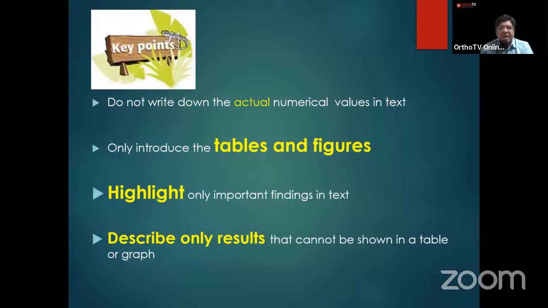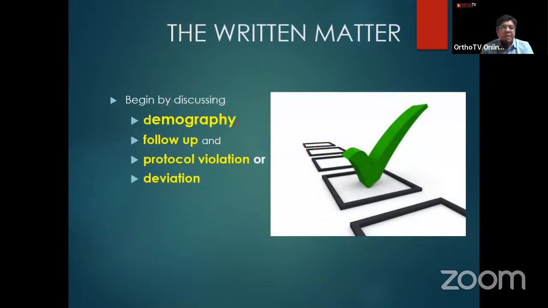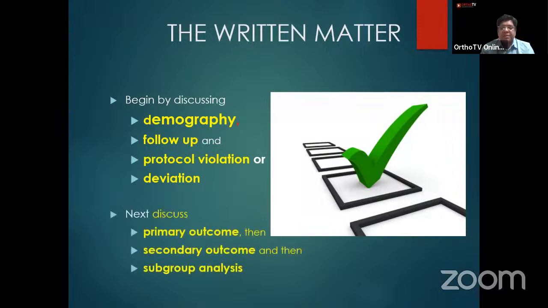Use tables and figures, and highlight. Whatever numbers and figures you're using in tables, you don't have to write them again in the text. You need to highlight important points, and describe the results that cannot be shown in table and graph in the text. So begin with demography, follow-up, any protocol violations and deviations, and then go ahead with primary outcome, secondary outcome, and subgroup analysis. Again, these terms might look difficult to comprehend, but these are very easy. Primary outcome and secondary outcome are what you have set for your own study. Every study will not have all of these. Some of them will have just a primary outcome, or just a primary and secondary, no subgroup analysis.